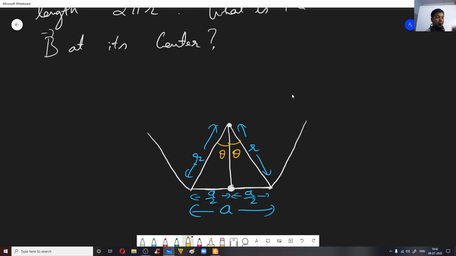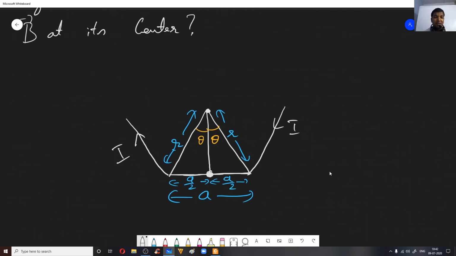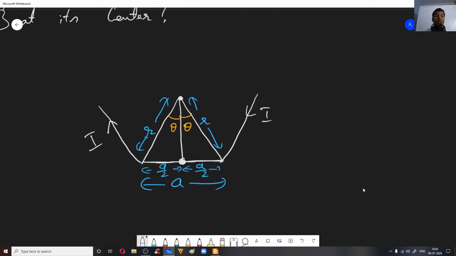Now current is flowing in this regular polygon in one particular sense, which can be either clockwise or anti-clockwise. Now let us find out the magnetic field due to this segment at the center. Say O is the center. If we calculate the magnetic field at O due to a single side, then we'll multiply it by n. Then we'll get the magnetic field due to the complete polygon. That is the whole idea, right?